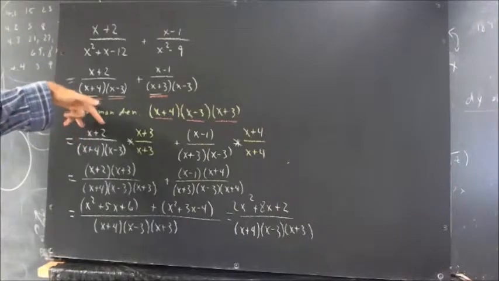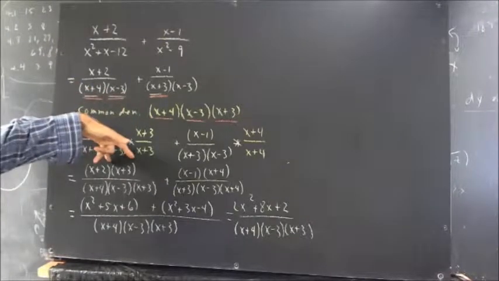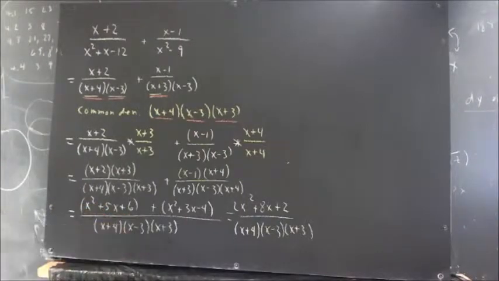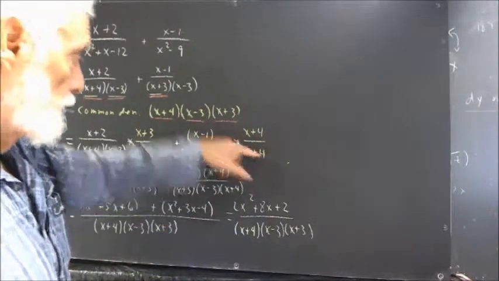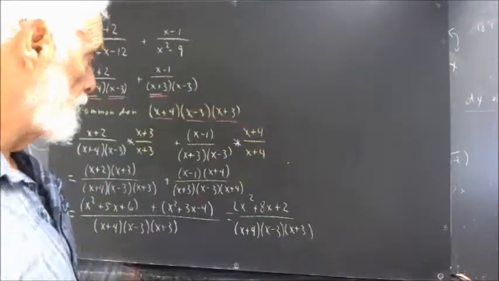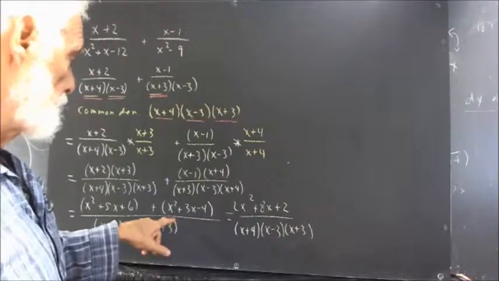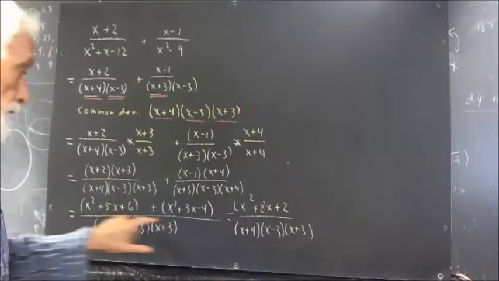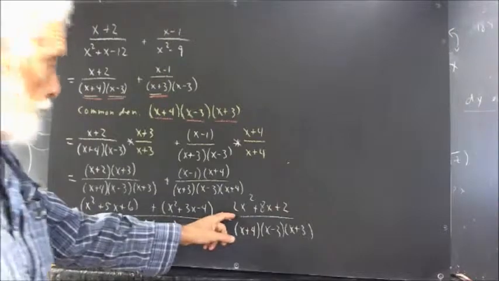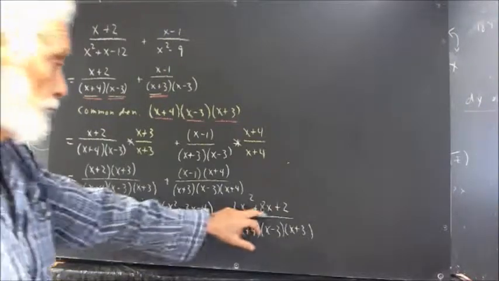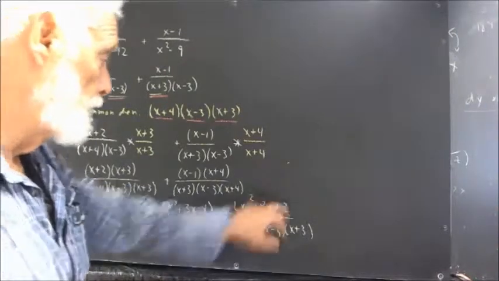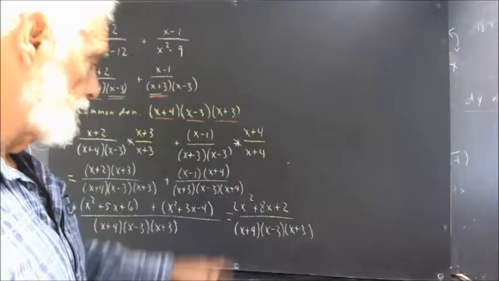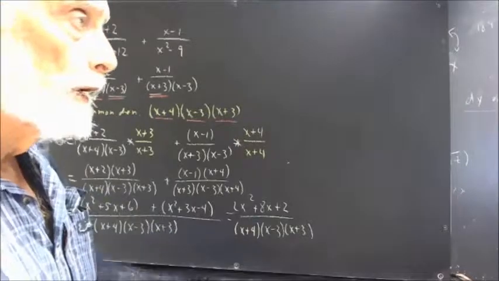Our numerator here is going to have to be x plus 2 times x plus 3. And we're going to multiply that out to get x squared plus 5x plus 6. Our numerator on the second fraction is going to be x minus 1 times x plus 4. And we're going to multiply that out to get x squared plus 3x minus 4. And then we're going to add these two terms to get 2x squared. 5x and 3x is 8x. 6 and negative 4 is 2. So our final result is 2x squared plus 8x plus 2 divided by our common denominator.